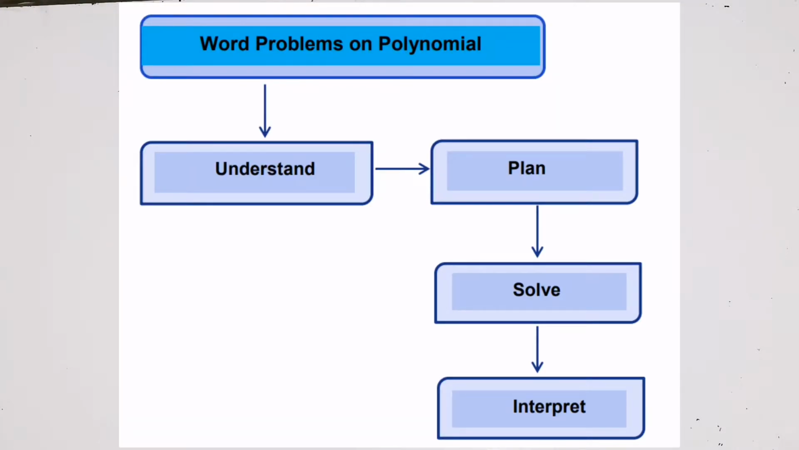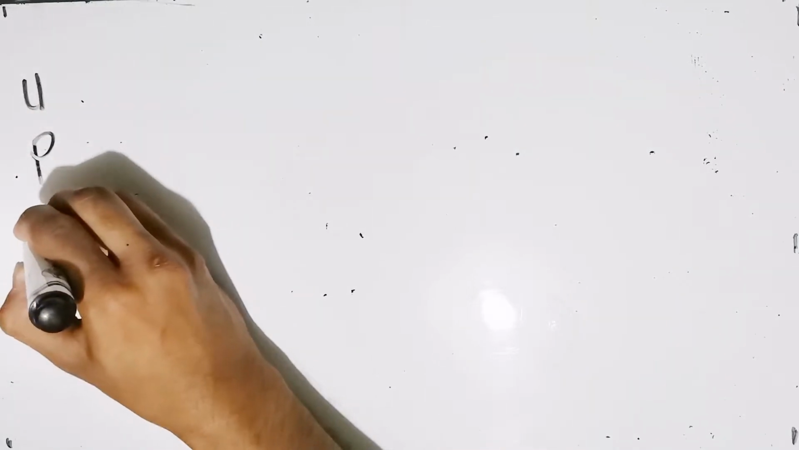Now for this topic, look at this content map. The content map for this discussion is word problems on polynomials. Now, to solve word problems, we first understand the problem. Next, we plan. After that, we solve. And lastly, we interpret. Now, to easily remember these steps, let's use this acronym: UPSI.